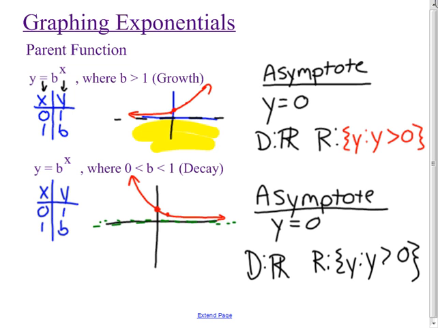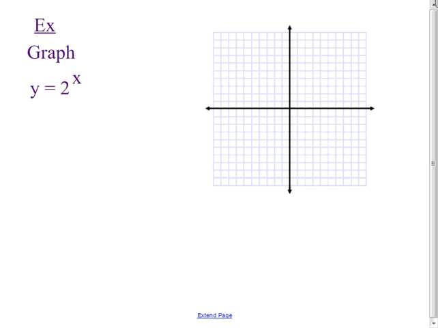Okay. So each time we're going to do a transformation, maybe do the first one with me, but then after that, pause it each time you get a graph and see if you can do your parent function and then the transformed one. So here's our first example. Graph y equals 2 to the x. This is already the parent form. There's no transformation taking place. Remember, your parent is y equals b to the x. My b value is my 2. That's my base. My base is 2.